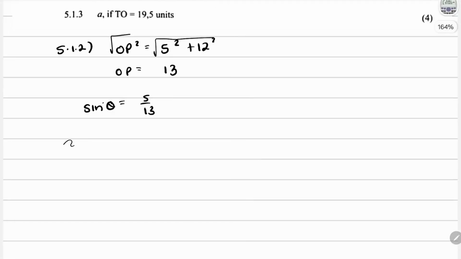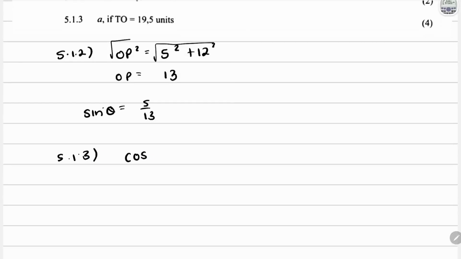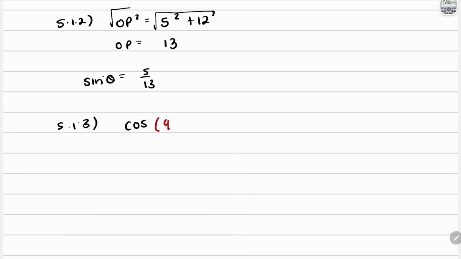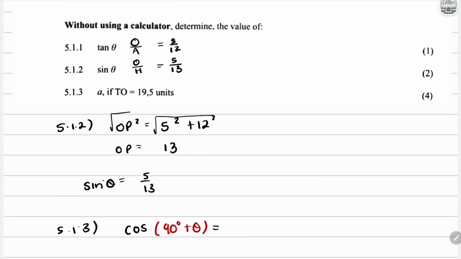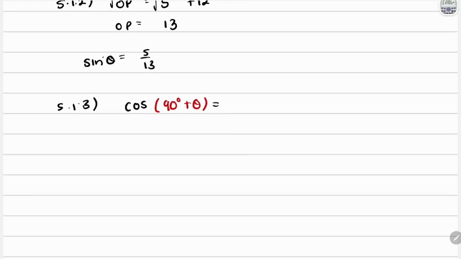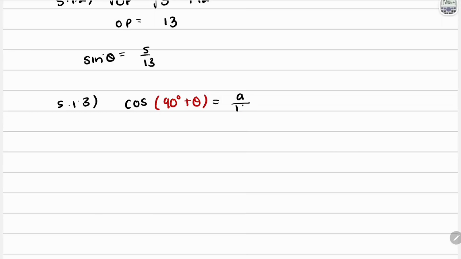So with 5.1.3, what we're going to say is we're going to find cos of this angle, 90 degrees plus theta. So cos 90 degrees plus theta, and find out what exactly that is equal to. So cos 90 degrees plus theta is equal to our adjacent over hypotenuse. Okay, we have to use what they asked us to find and what they gave us. So that's A over 19.5. But here's where we use some of these trigonometry rules that we know.